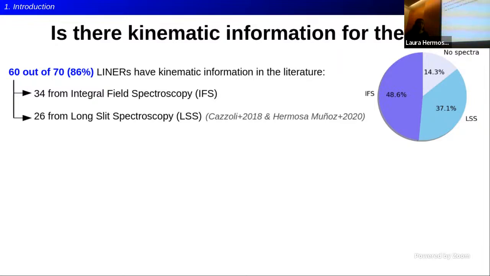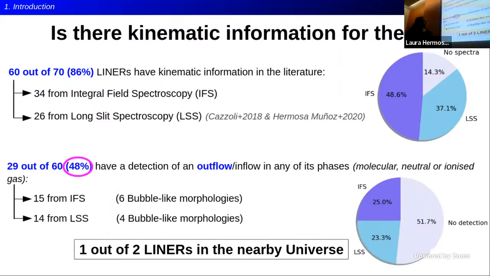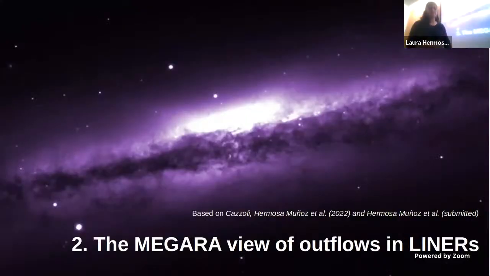Half of them were coming from integral field spectroscopic data, which is nice because integral field spectroscopic data allows us to actually characterize better the behavior of the gas in these systems. And from those 60, we found that half of them had a reported detection of an outflow or an inflow, which is setting for the first time a percentage of detection of outflows in LINERs that was missing until now. So we have now a great amount of candidates for hosting an outflow, and now we have to characterize them. So that's the second part of the talk.